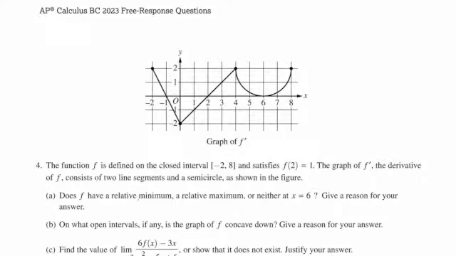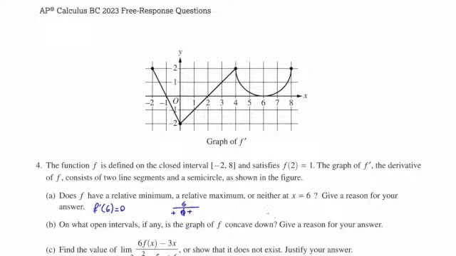Part A. Does f have a relative minimum, a relative maximum, or neither at x equals 6? Give a reason for your answer. Okay, let's analyze x equals 6. f prime of 6 is 0. But we should check near 6. As you can see, before 6, f prime is positive, and after that also positive.